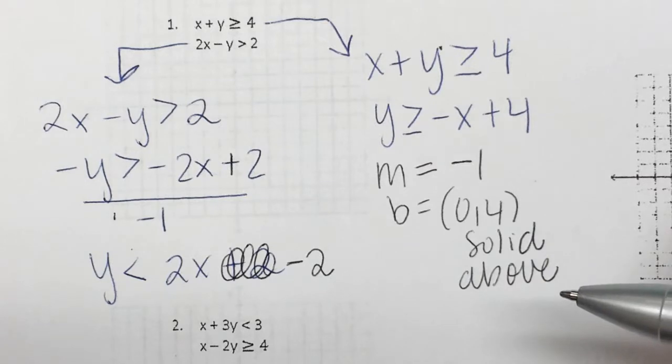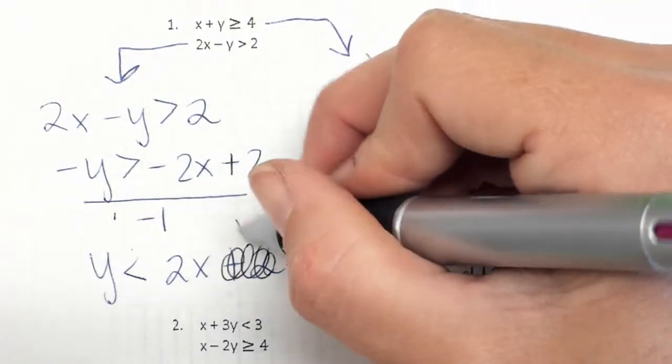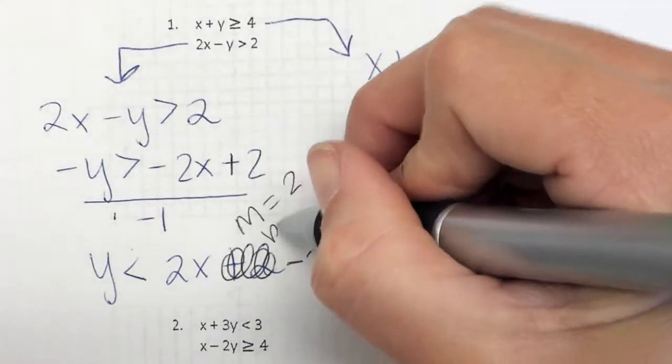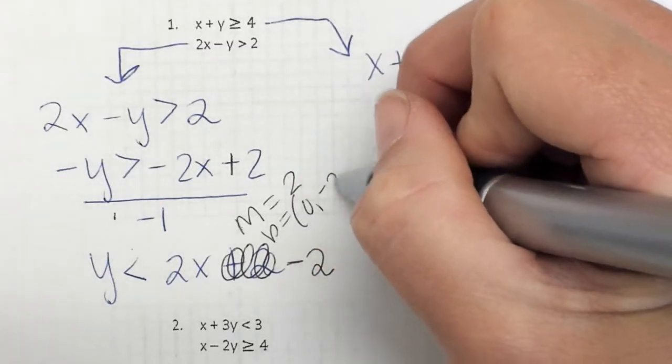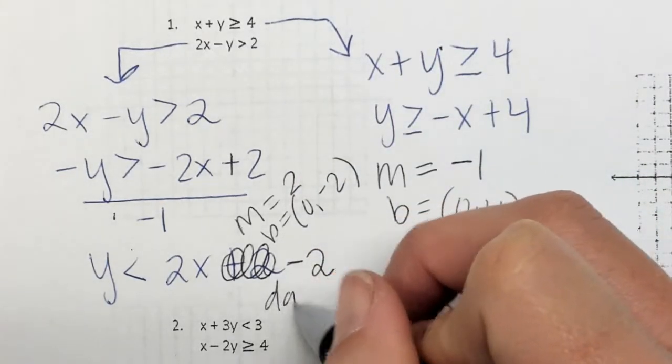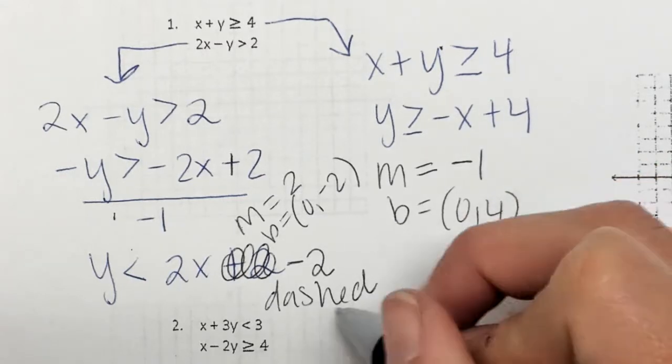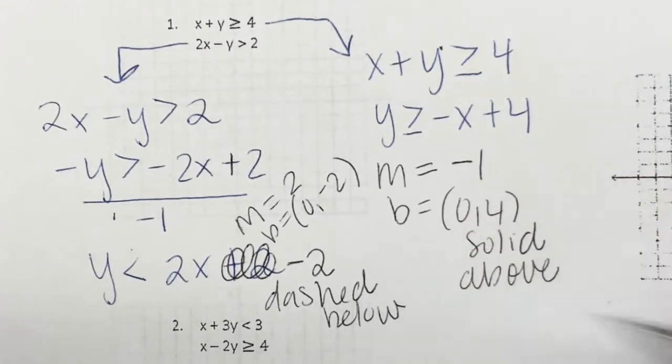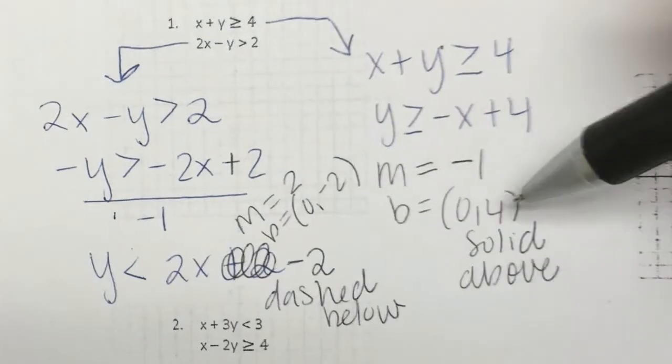Good, because it says greater than, so greater than's above, less than is below. Alright, Rihanna, what is the slope for this one? 2. And the y-intercept? 0. Solid or dash? Above or below? Good. Questions about that part?